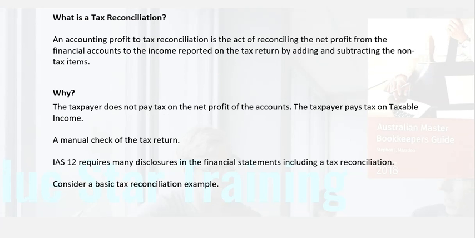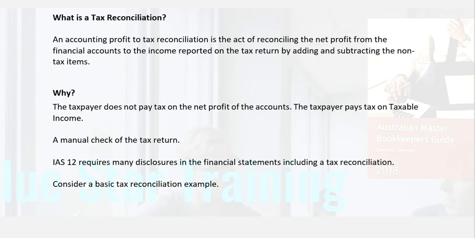What is a tax reconciliation? An accounting profit to tax reconciliation is the act of reconciling the net profit from the financial accounts to the income reported on the tax return. We will add and subtract the non-taxable items. Now we have an example of this in a minute.